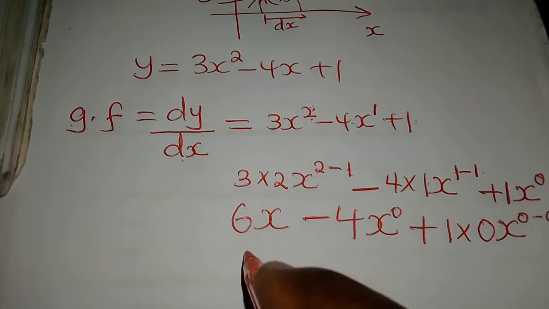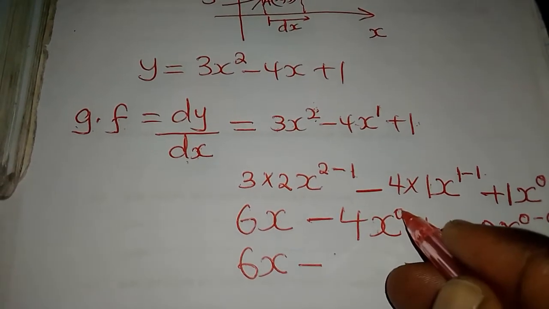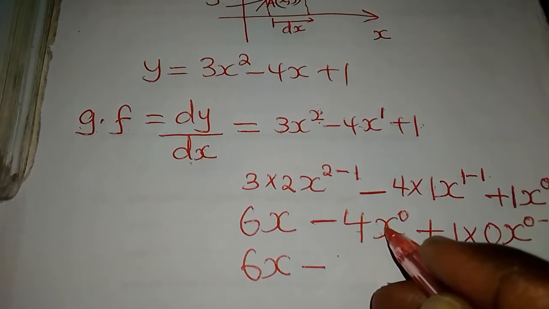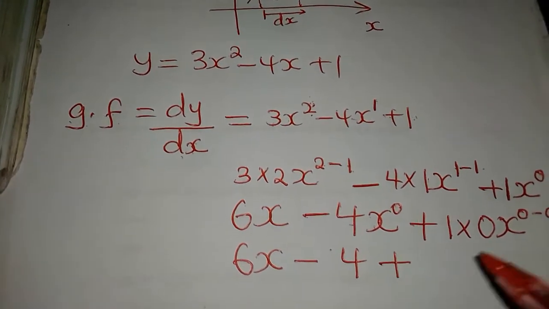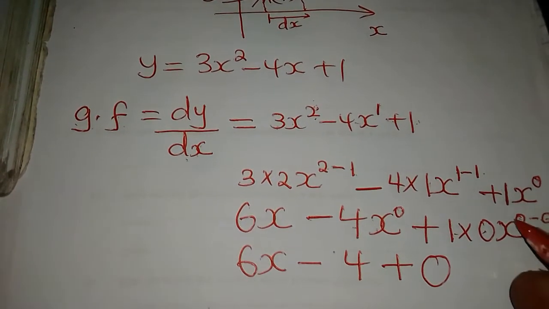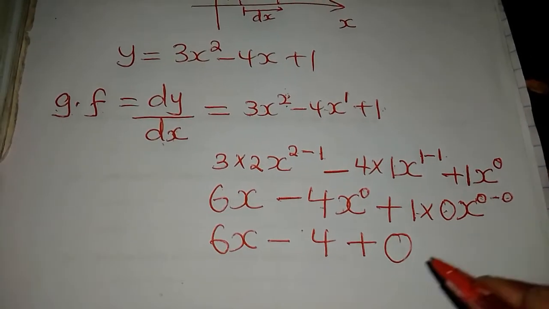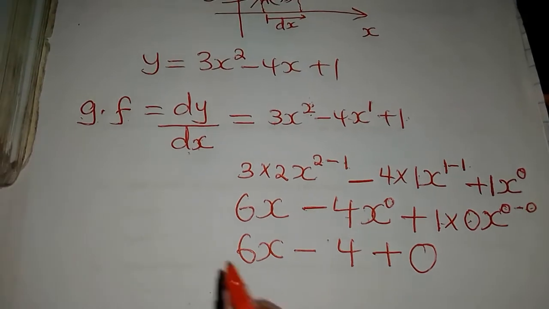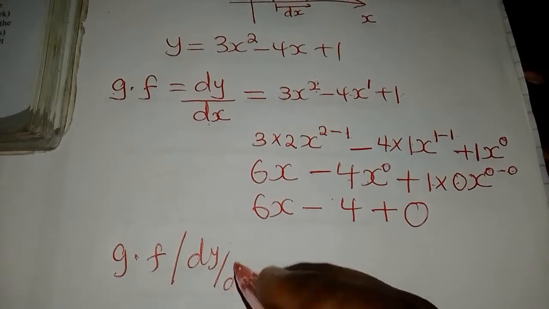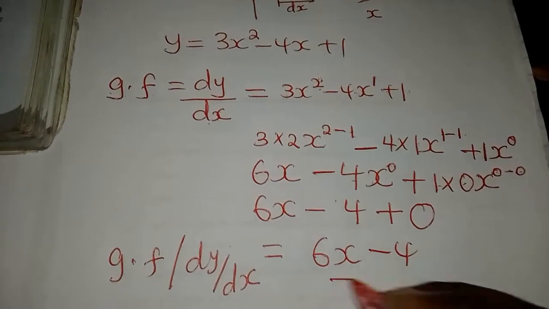So I'm going to have 6x minus, and anything raised to 0 is 1 in mathematics. So x raised to 0 is 1. So 4 times 1, I just get 4. Then plus 1 times 0 is 0. X raised to 0 minus 0, 0 minus 0 is 0. So x raised to 0 is just the same as saying 0. So our end GF or dy dx should be 6x minus 4.